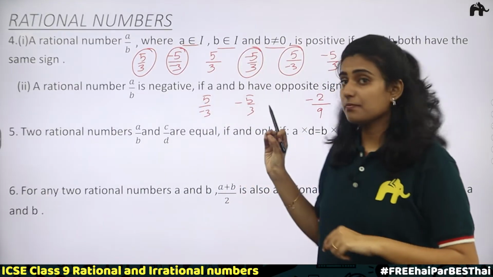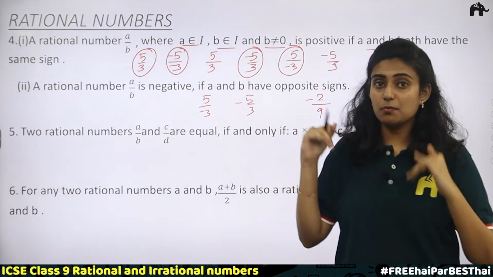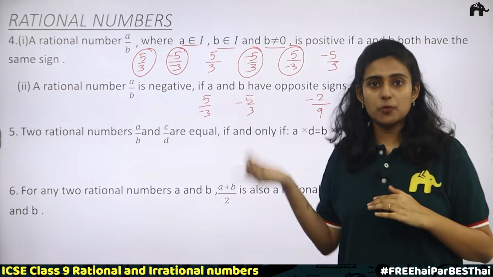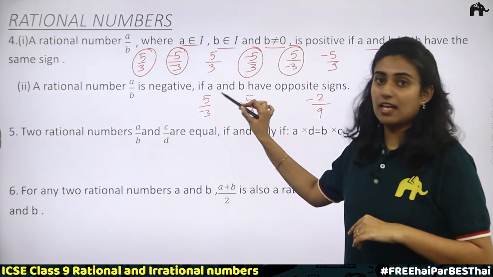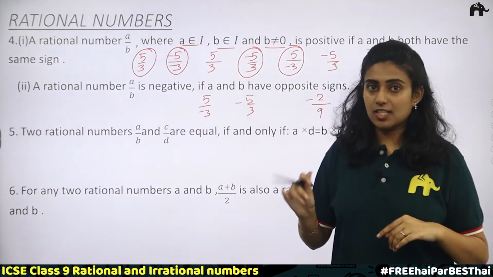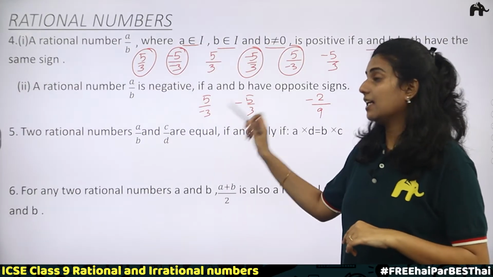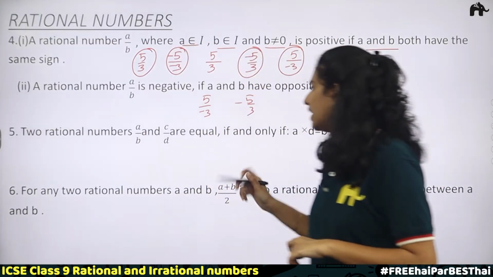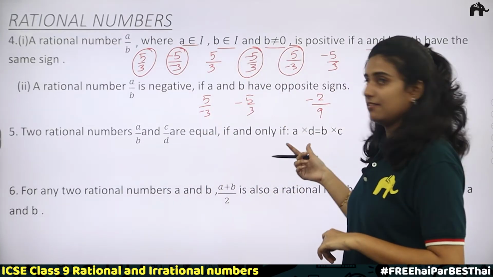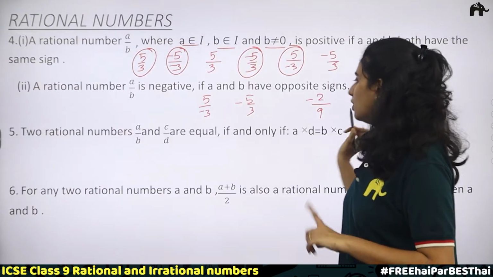If both are of the same sign, either both are positive or both are negative, then it is a positive rational number. If either the numerator or denominator is negative, then you will be getting a negative rational number. Two rational numbers a by b and c by d are equal if and only if a into d is equal to b into c.